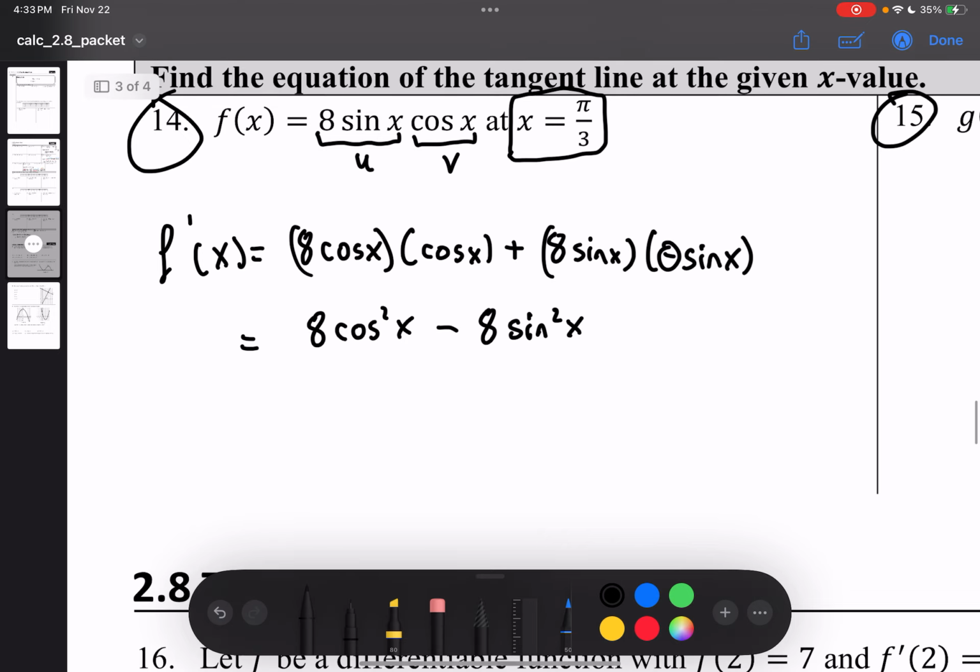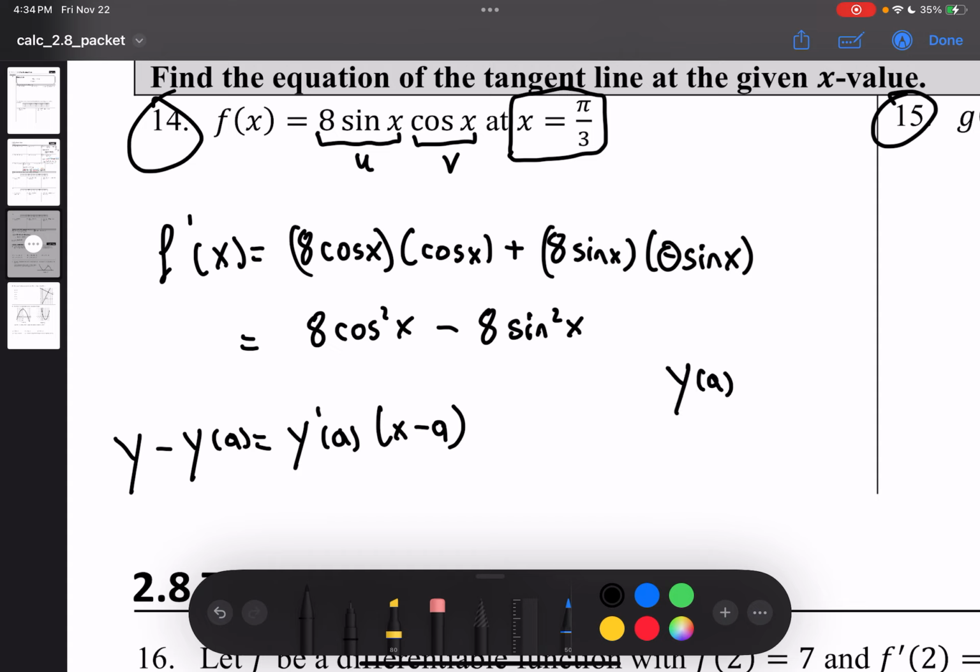Now, we need to recall the equation of the tangent, which is basically y minus y of a equals y prime of a times x minus a. Now, y of a, in this case, is going to be y of pi over 3. And y prime of a is going to be y prime of pi over 3. So, of course, over here, we're going to refer to it as f of x, because y of pi over 3 is essentially f of pi over 3. So the first thing that you have to do is find f of pi over 3. So we're going to do it over here.